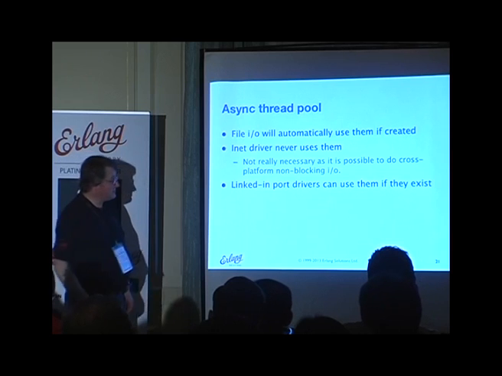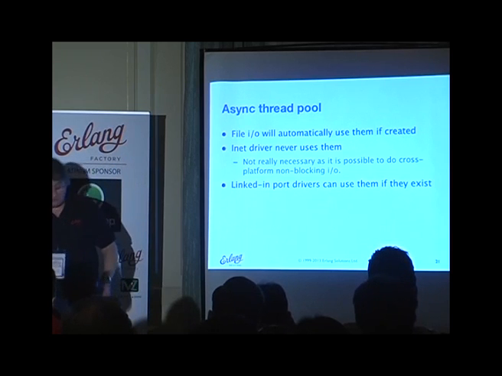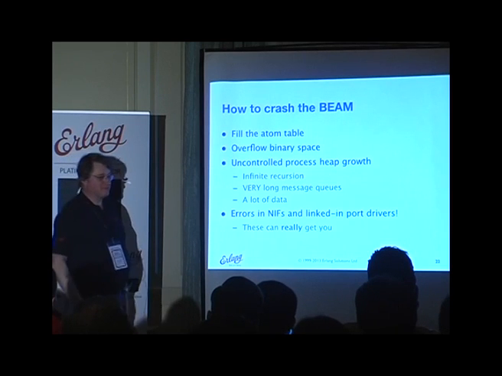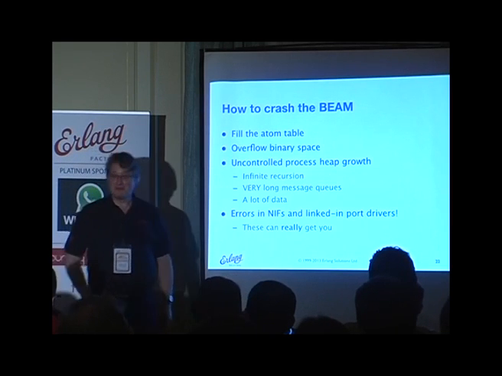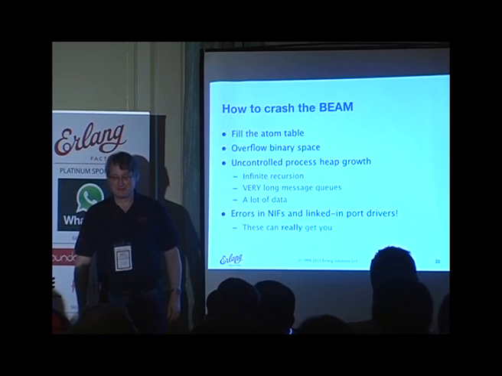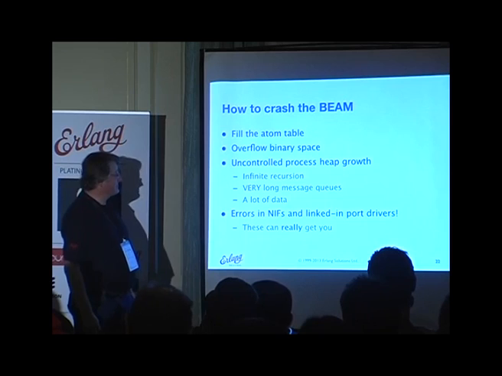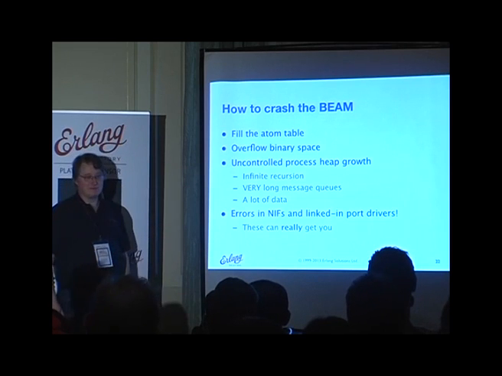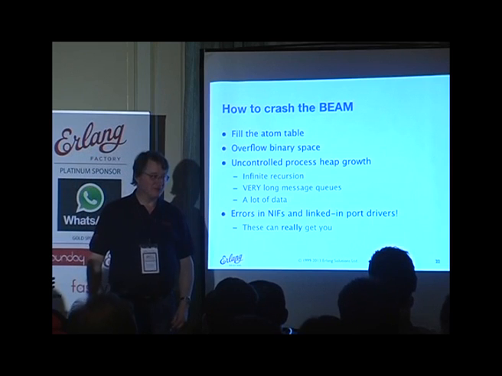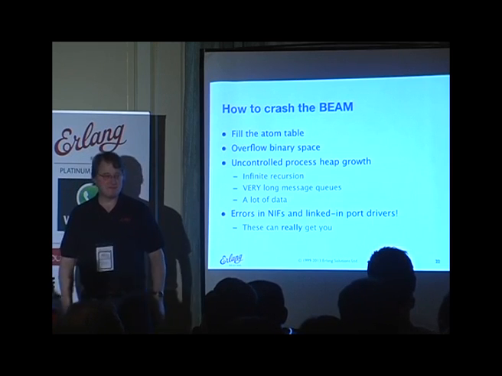So yeah, we'll end up with two things. This is just a brief overview of some parts of the system. How do you crash the BEAM? Well, I think the best way to learn how not to do something is to learn how to do it. I'm not saying these are all the alternatives, but anyway. Fill the atom table. When you try to create the 1 millionth atom, you crash the system. No way around that.